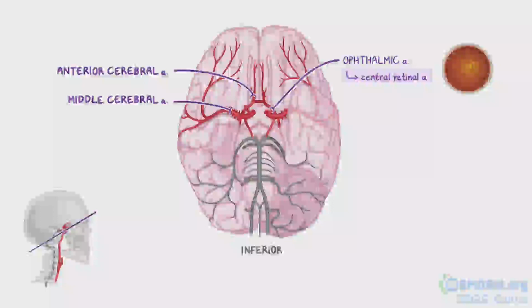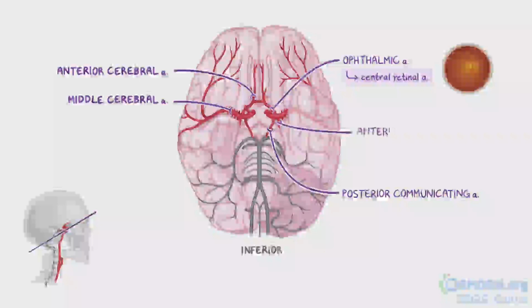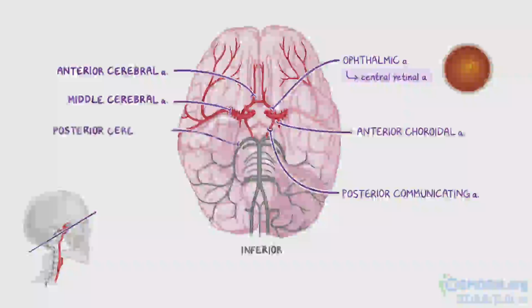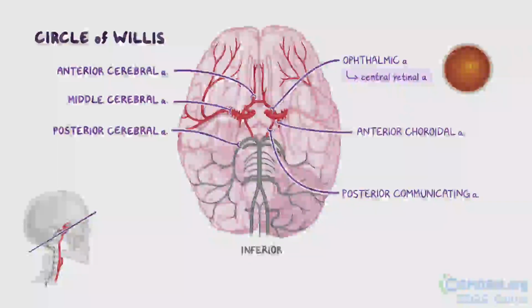Posteriorly, the ICA gives off two branches, the posterior communicating artery and the anterior choroidal artery. The posterior communicating artery arises right before the terminal bifurcation of the ICA and connects the middle cerebral and posterior cerebral artery in the circle of Willis. The anterior choroidal artery also arises close to the terminal bifurcation and courses posteriorly to enter the lateral ventricle of the brain, to end in the choroid plexus, supplying it and several other cerebral structures along its course.